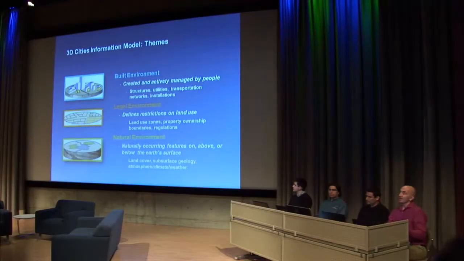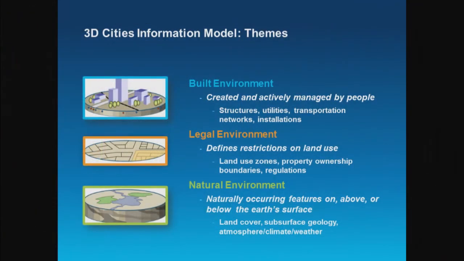So what are the themes that we are concentrating on with this 3D information model? We're concentrating on those issues which are closest and dearest to city planners and to geodesigners: the built environment, the legal environment, and the natural environment. These are pieces which are represented by polygons, points, and lines, and also by 3D attributes in most GIS environments.